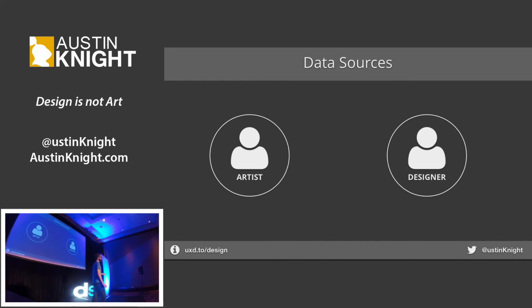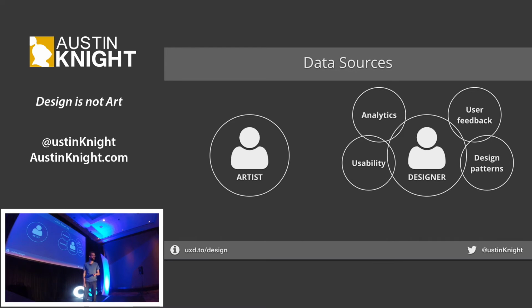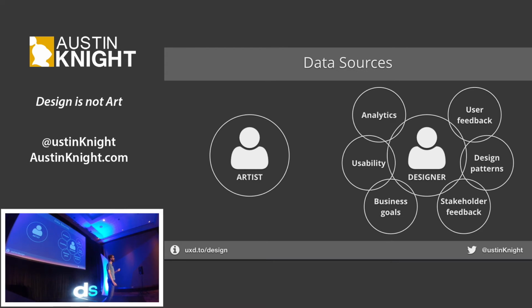Designers will introduce their own intuition, opinions, and expertise throughout the design process. But they also incorporate external sources of data, like quantitative and qualitative data, usability standards, design patterns, accessibility guidelines, internationalization guidelines, business goals that were actually handed to them, and stakeholder feedback that was given to them by other people in their organization.